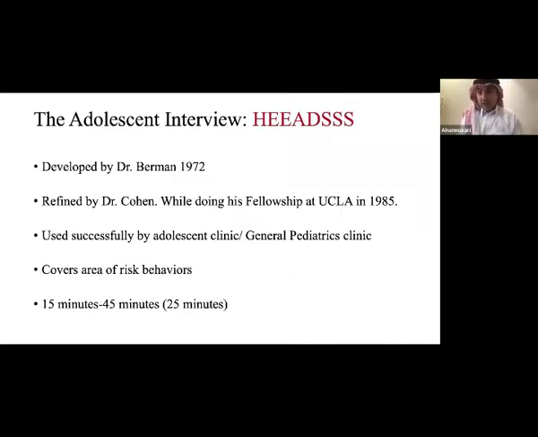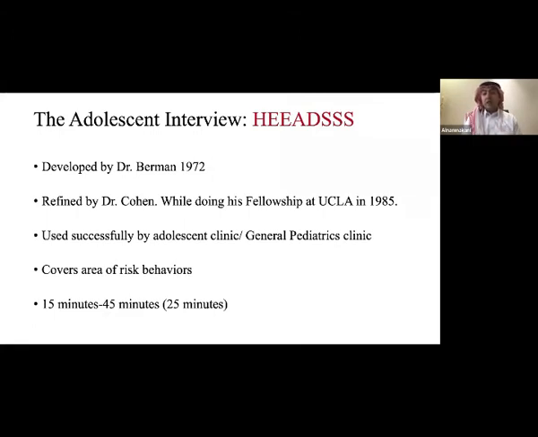Okay, so today I'll be focusing more on the HEEADSSS assessment. This is a mnemonic for different stages of things that will be covered in my presentation. It's called HEEADSSS, like heads up, to make it easy. It was developed by Dr. Berman in 1972. However, Dr. Cohen gets the whole credit while he did his fellowship in adolescent medicine at the University of California, LA in 1985. He's considered the godfather of the HEEADSSS.